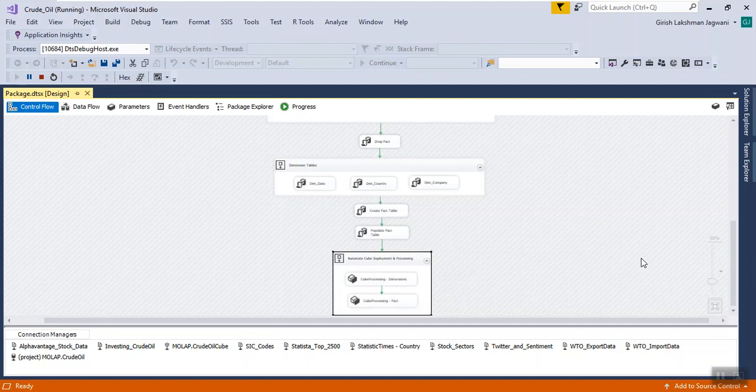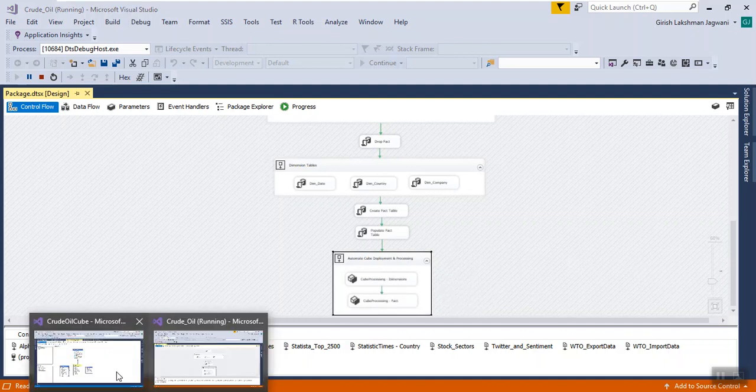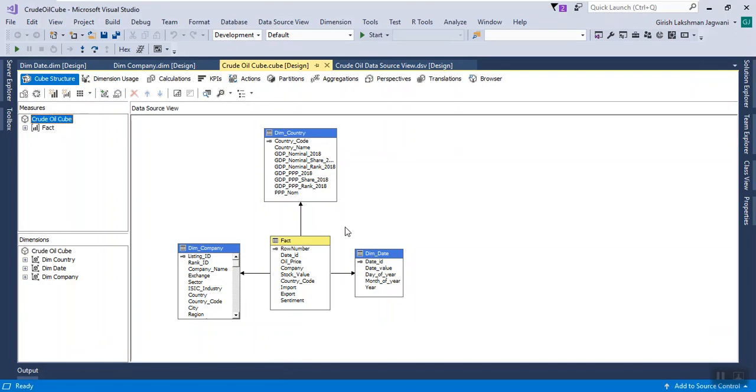By the time the process continues, we can have a look at our cube. So this is my cube, which I have developed using star schema. So we have one fact and 3 dimensions which are linked together using foreign key constraint. My dimensions are company, country and date, which provide the respective details accordingly.